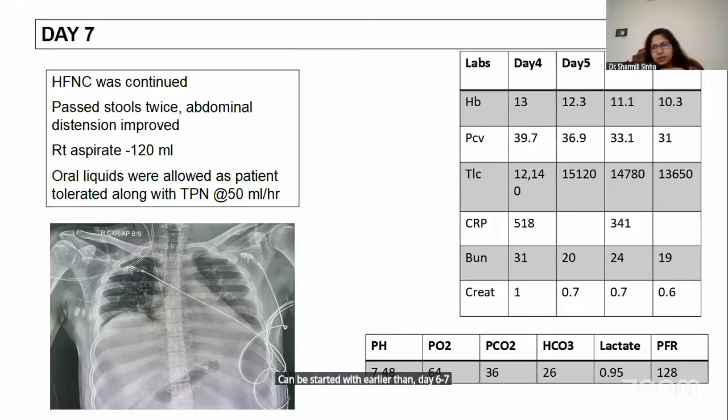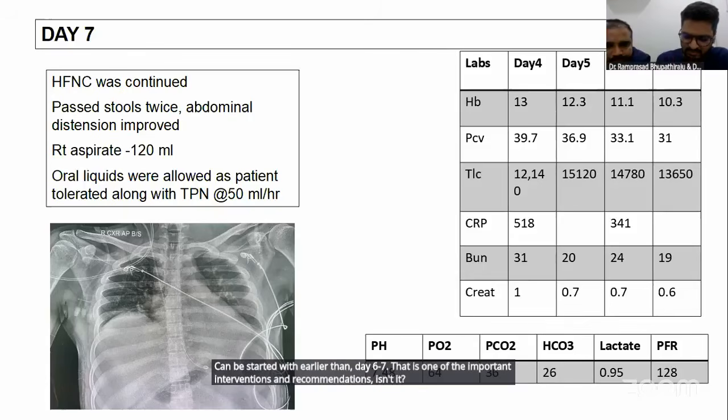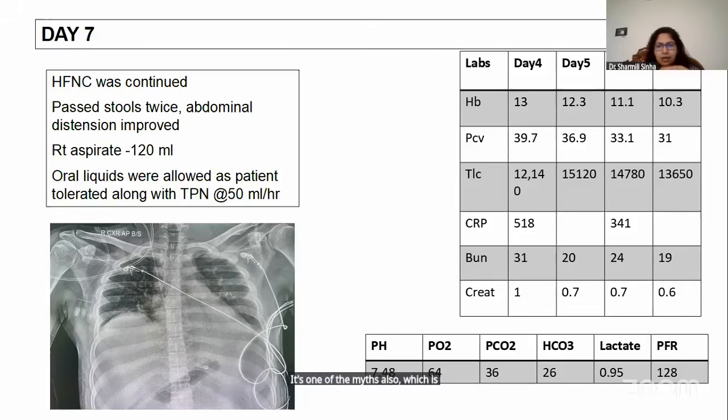That is one of the important interventions and recommendations, isn't it? It's one of the myths also, which is not to be followed. Yeah. So for this case, I think the concern I see is about the HFNC, the organ support.